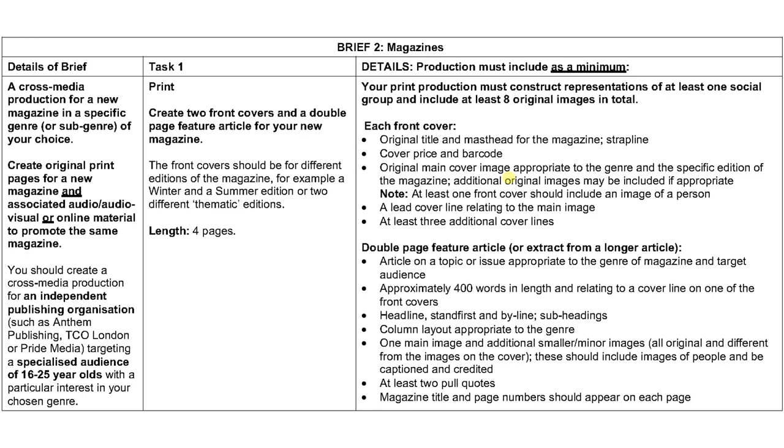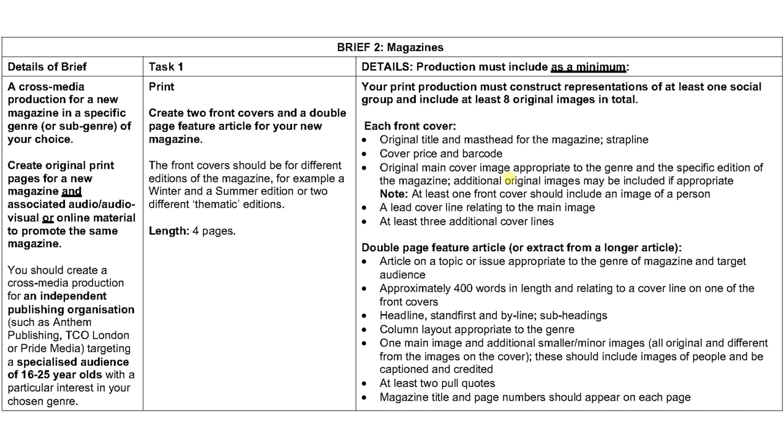So they should include images of people. Well, it says they should include, so I'm assuming at least one of them has to be a person, but frankly, they should all be people. And they should be captioned and credited. You have to have at least 2 pull quotes. I suggest one on the image and one in the body text.